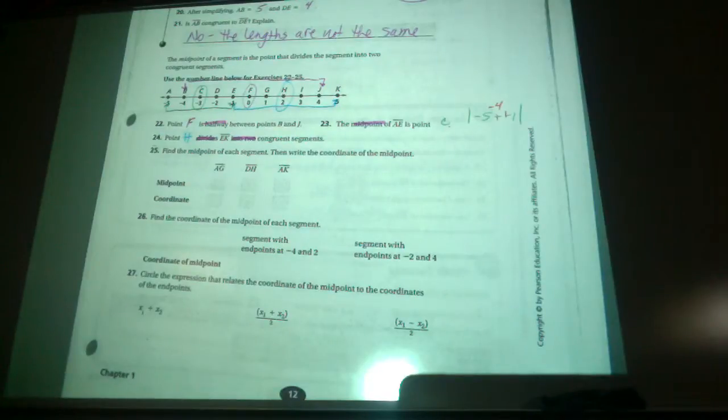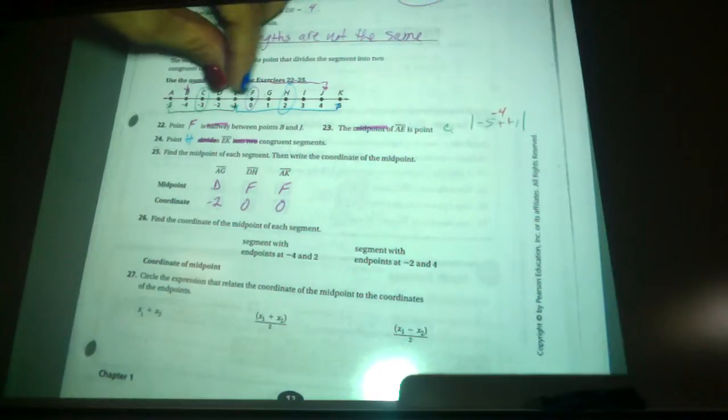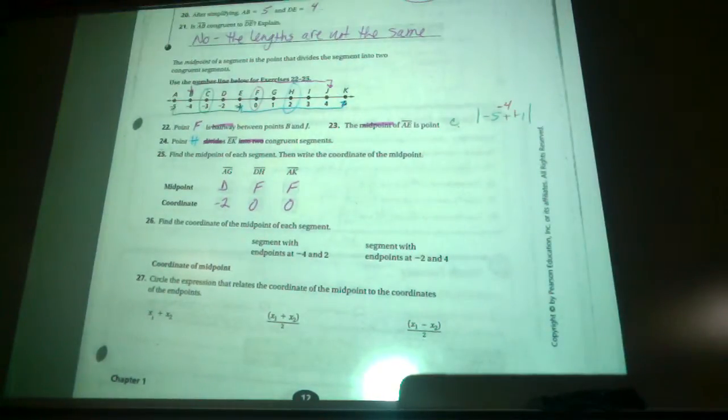So what'd you get for AG? D as in dog, which is what coordinate? -2. What'd you get for segment DH? F as in Frank. What coordinate is that? 0. And what did you get for segment AK? F again, which is 0. So you can have different length segments. So DH, here's DH, and here's AK. Those are different length segments, but they both have the same midpoint.